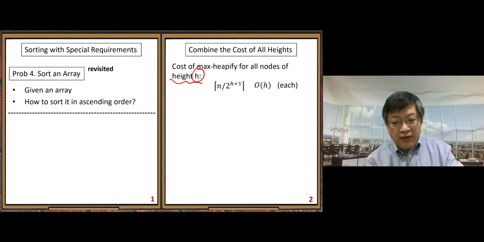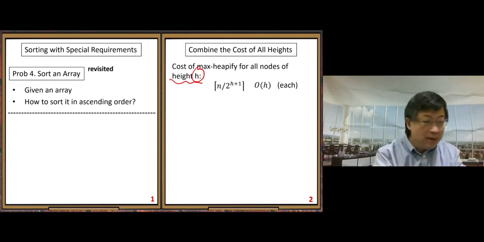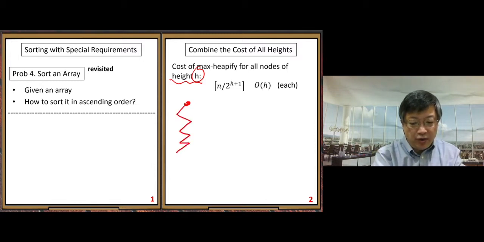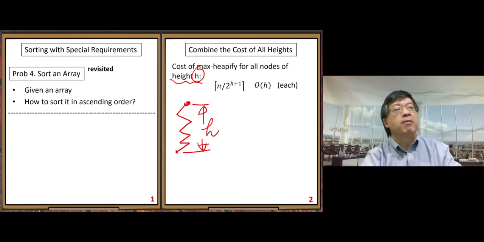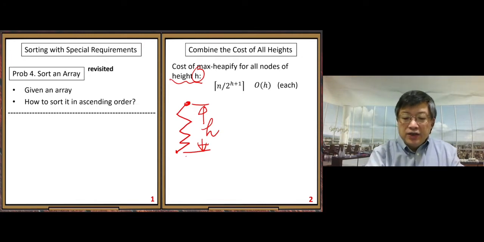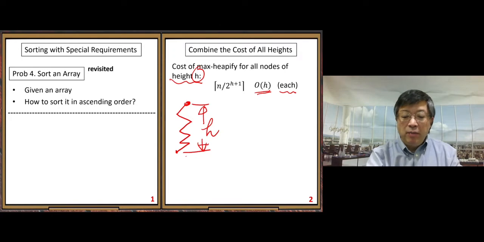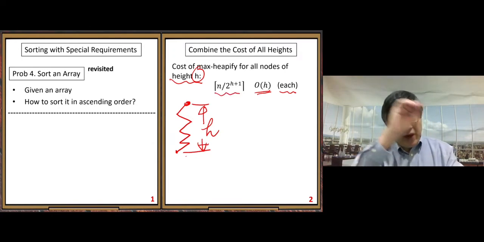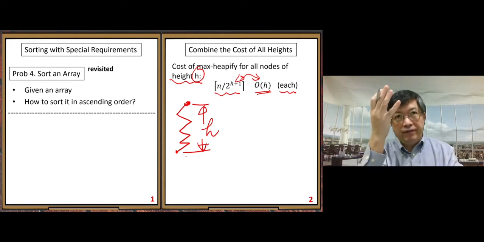Then for each node, how do we fix it using max heapify? Suppose there is a node here. We need to fix it level by level until we reach the bottom. So how many steps do we go? Height h, because we are going down until we reach the bottom. So the cost we need is big O of h for each node. But we have this many nodes in the whole level, so we multiply these two and get that expression.